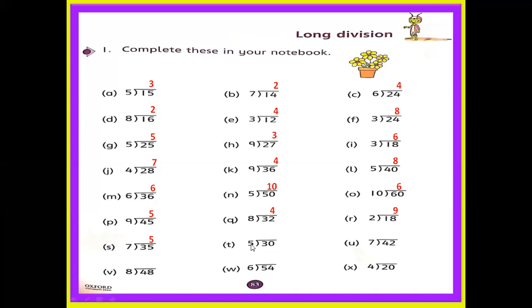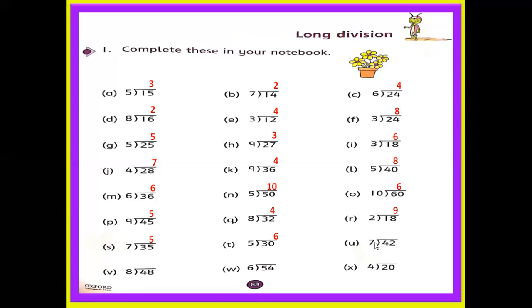30 divided by 5. Again, table of 5, and I think table of 5 is easy. 5 ones are 5, 5 twos are 10, 5 threes are 15, 5 fours are 20, 5 fives are 25 and 5 sixes are 30. What is the answer? 6.